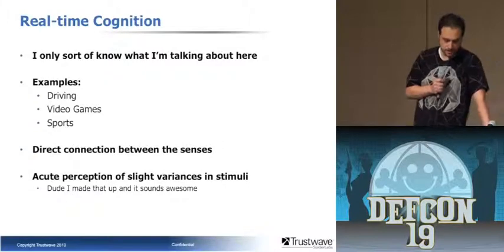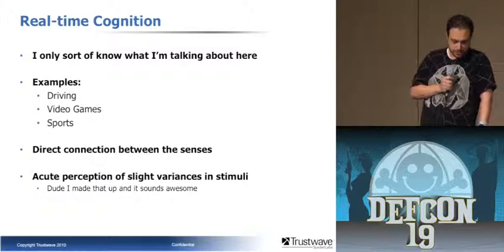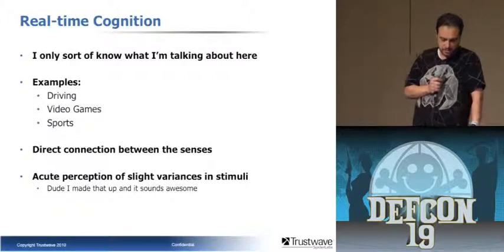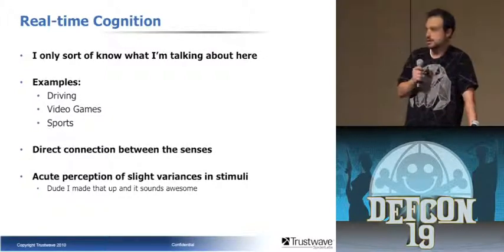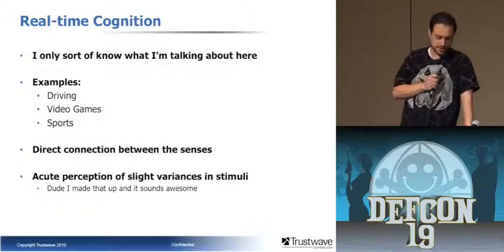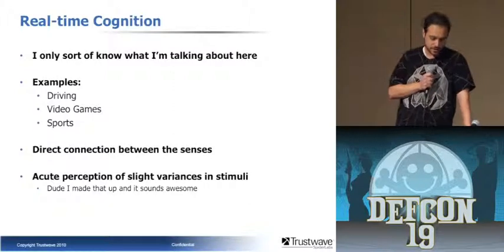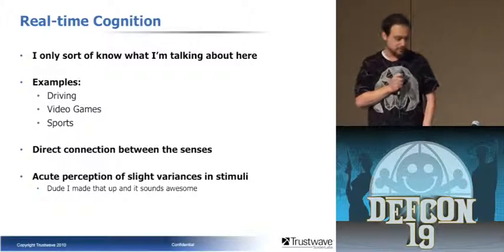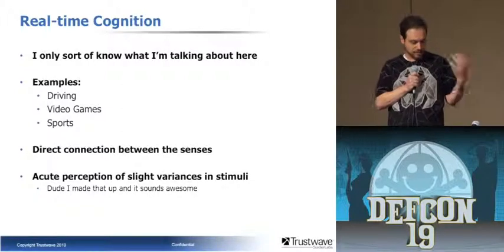I only sort of know what I'm talking about, real-time cognition, but examples are driving, video games, and things like sports. And I just kind of realized it's probably a really bad thing to bring up at DEF CON, but basically, yeah. It's the real-time thing: why are you good at sports?